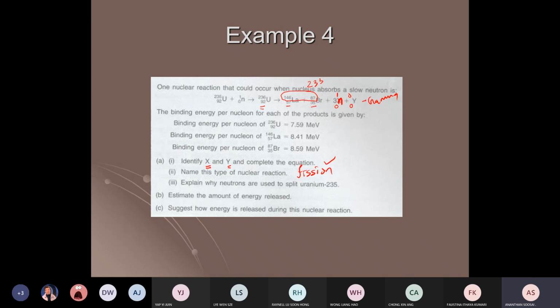Okay, because neutron is neutral, it can easily enter into the nucleus without any repulsive force. Okay, that's why neutron is used.